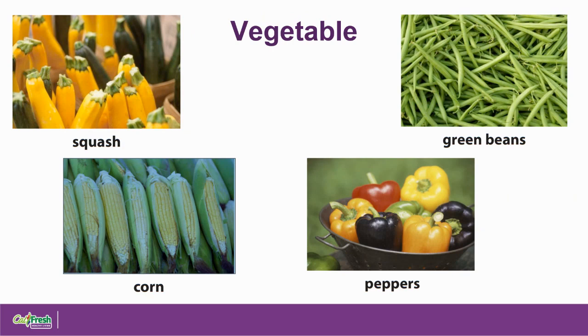Let's move on to vegetables. Let's choose a vegetable to add to our healthy meal and draw it on our plate. Let's see. Here are a few examples. We have squash, corn, peppers, or green beans. I like all of these, but you might like something different. Choose one of these vegetables to draw on your plate, or think of another one and draw that on your plate as well. I'll wait a little bit while you finish your drawing.